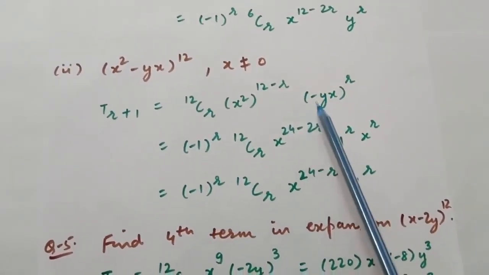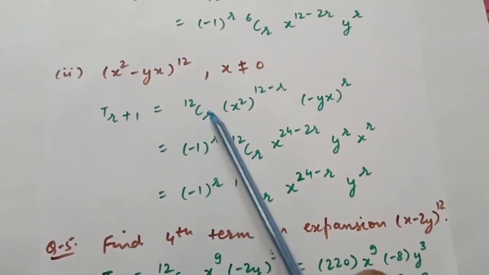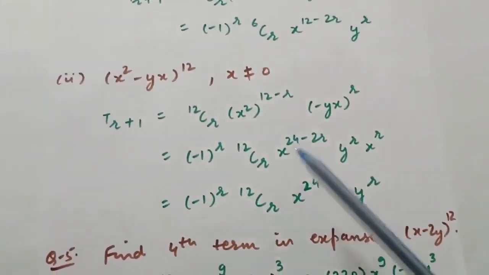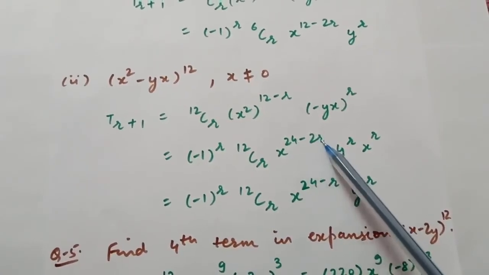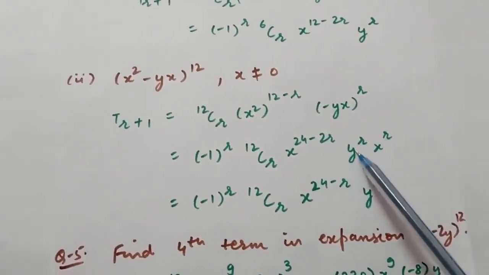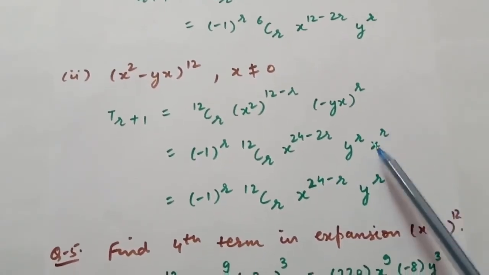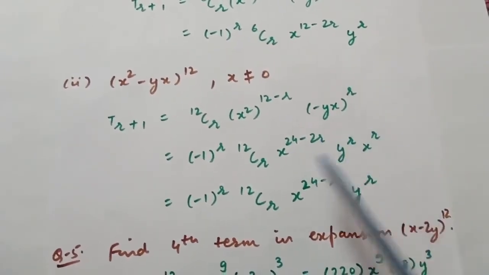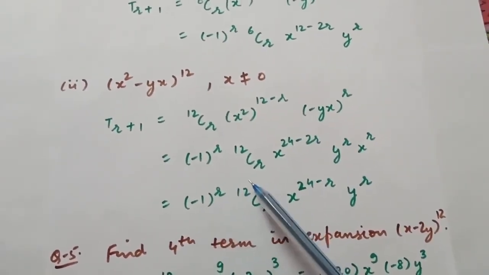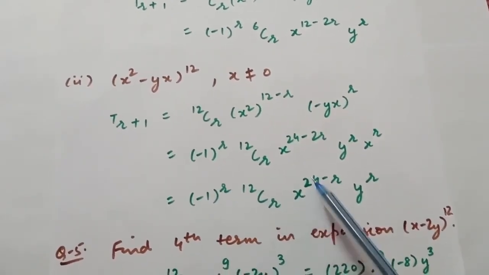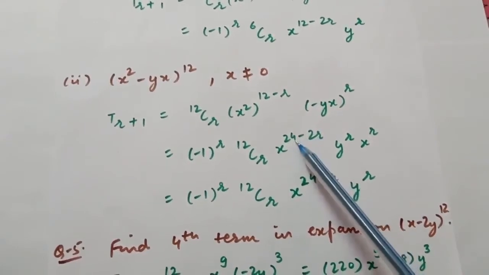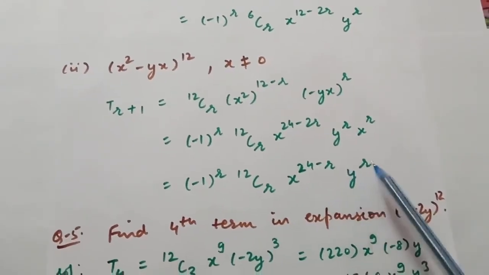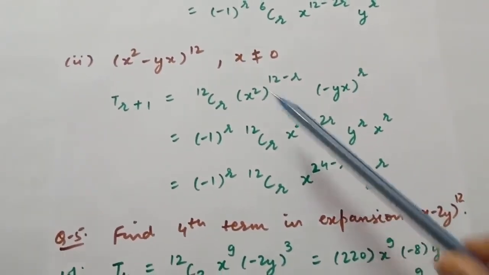So taking this minus 1 raised to the power r outside, 12cr as it is. Multiply this 2 with this 12 minus r, so you will get x raised to the power 24 minus 2r and now y raised to the power r into x raised to the power r. Also the base is the same, so add these powers. So minus 1 raised to the power r, 12cr x raised to the power 24 minus r, because 24 minus 2r plus r is 24 minus r, into y raised to the power r. So this is the general term for this.